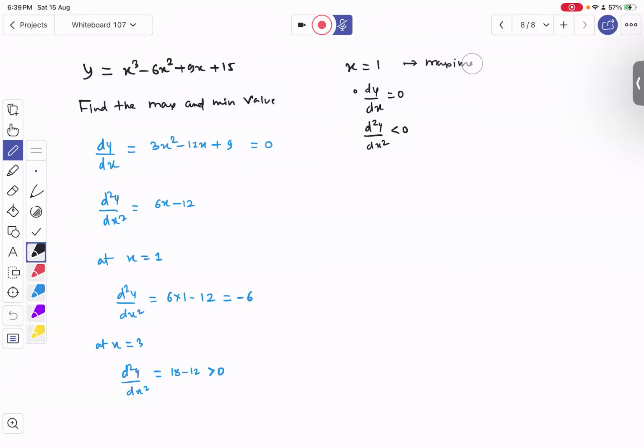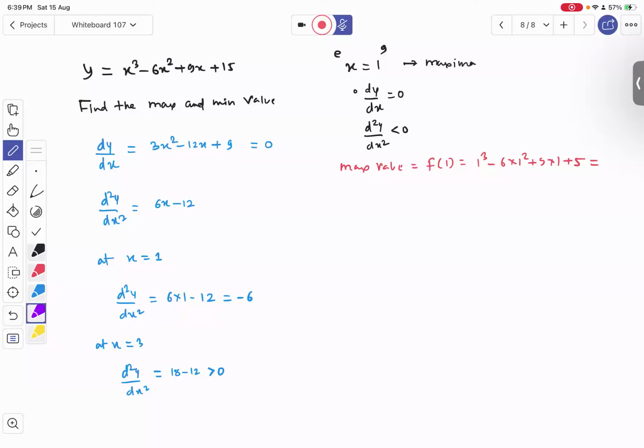So how to find the maximum value? Once I know at what input the maximum output occurs, which is at input 1, find the output when input is 1. So the maximum value will be the value of the function when input is 1. That will be 1 cube minus 6 into 1 square plus 9 into 1 plus 15, whatever it is, you can find it out.